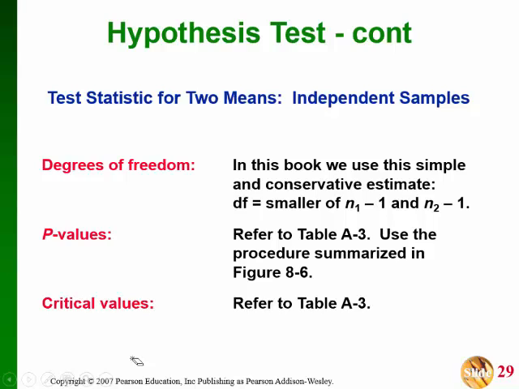In this book, we use a simple and conservative estimate that the degrees of freedom is just the smaller of the two n's minus 1, the degrees of freedom from the first sample or the second sample. There is a more complicated formula to figure out the degrees of freedom to use for this, but we're not going to go there. If you decide to use what we've been calling the traditional method, where you have to find a critical value, in order to find a critical value, you need the degrees of freedom, and the degrees of freedom, we'll just use the smaller of the two n's, or the smaller of the two DFs. All right.